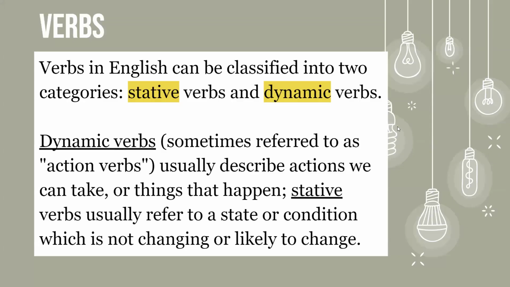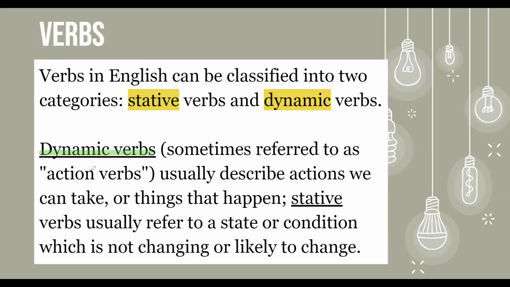Okay, then there was a topic of stative and dynamic verbs, and basically the explanation is this one. So dynamic verbs are sometimes called action verbs. They usually describe the actions we can take or things that happen, while stative verbs are verbs that usually refer to a state or a condition which is not changing or likely to change. So this definition is kind of confusing, or doesn't give us a lot of information. So I'll show you some examples.